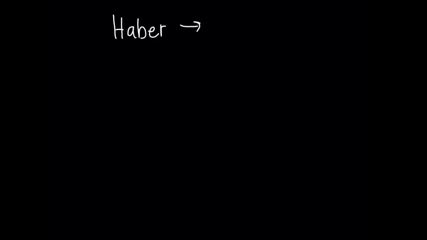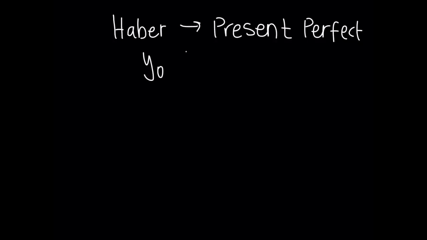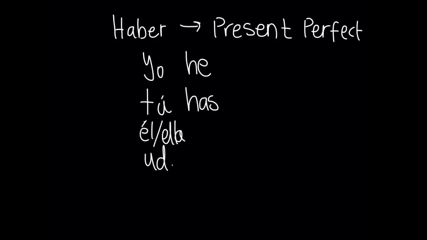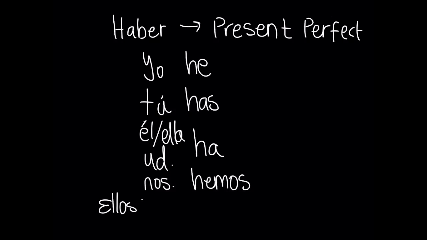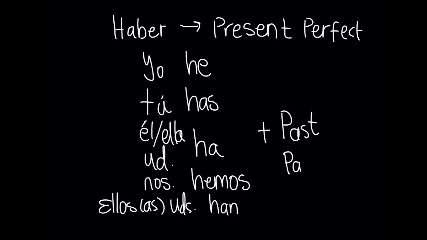So now let's take a look at the conjugation of the verb haber when we use it to form the present perfect. So in the form of yo, it will be yo he, tú has, él, ella, usted ha, nosotros hemos, ellas, ellos y ustedes han, followed, of course, by a past participle.